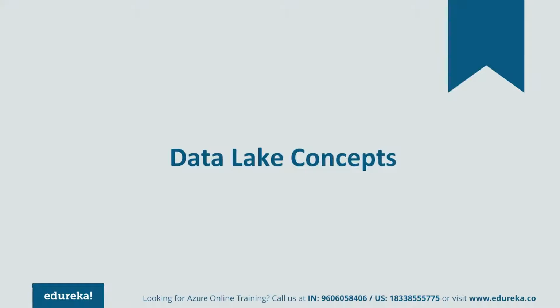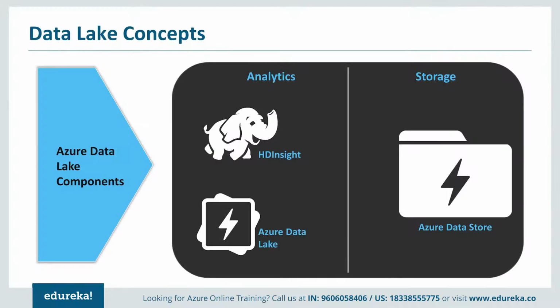So what are some of the concepts that one should know? First, let us try to understand some of the components when we talk about Azure Data Lake. Basically, it consists of two parts. One is your analytical part and the other one is your storage part. Now, when I talk about the storage part, the best thing about your Azure Data Lake is it does not have any particular schema. That means data of any form can be stored in it. It can come from different sources and it can come in different forms as well.